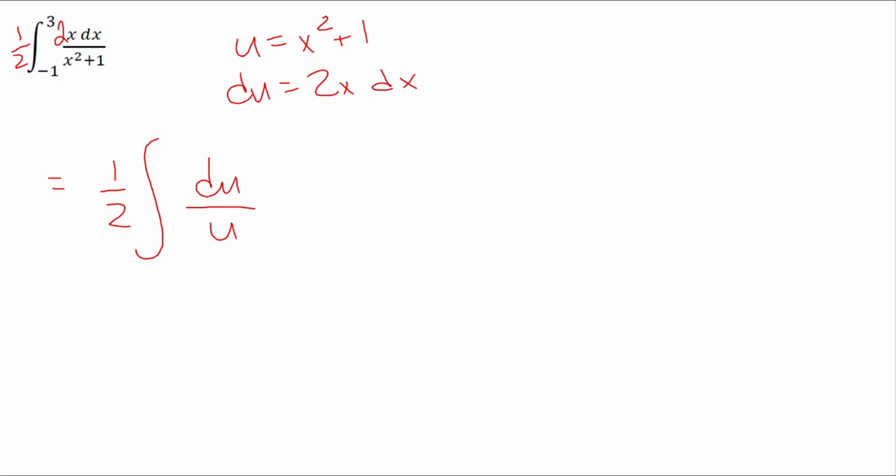So this ends up becoming 1/2 of an integral of du over u. And we do need to convert our limits of integration. When x is equal to -1, u should be equal to -1 squared, which is 1, plus 1, which is 2. And when x is equal to 3, u should be equal to 3 squared plus 1, so 9 plus 1, which is 10. So our new limits of integration are just going to be from 2 to 10.